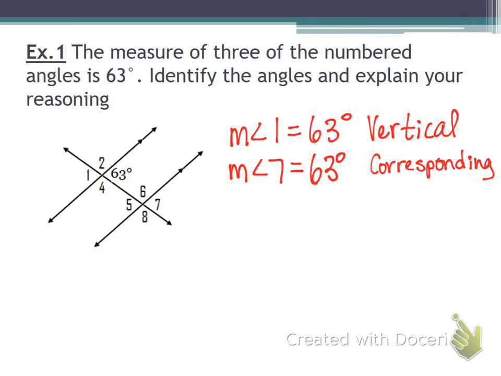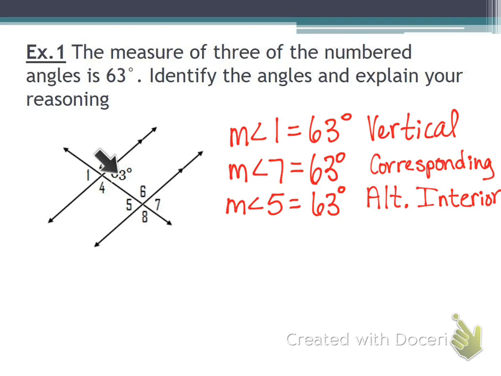Deidreana, you got the other one? Angle 5. And why is angle 5 63 degrees? I agree, but what's its relationship to the one that they gave us initially? Interior. Not just interior. Alternate. Alternate interior, good. So it's not wrong to relate it to other angles, but just to be consistent, I wanted to relate them back to the one they initially gave us.